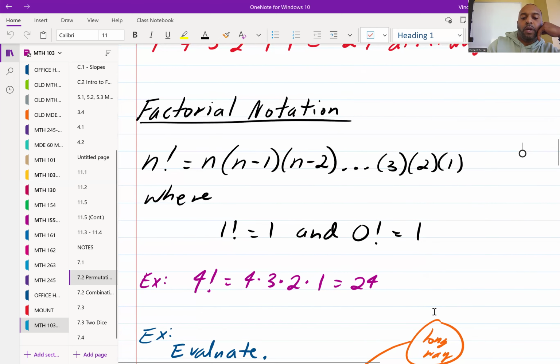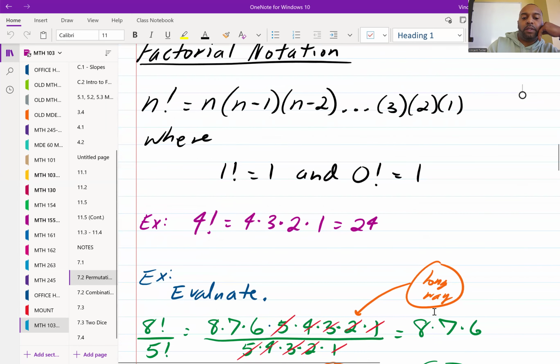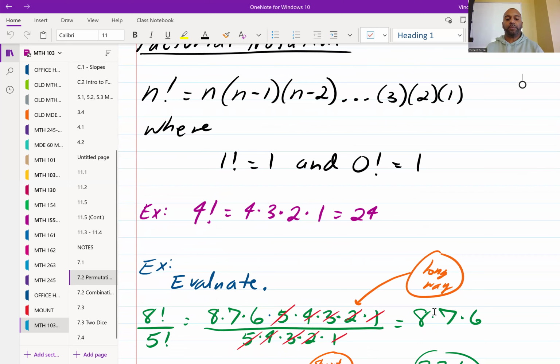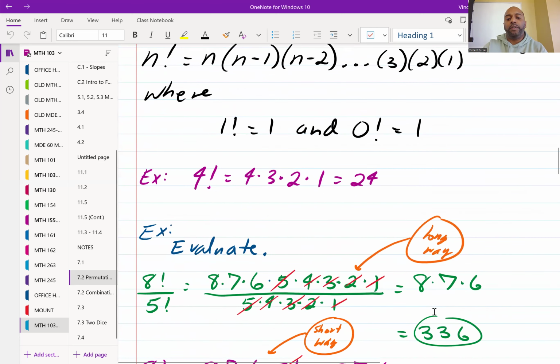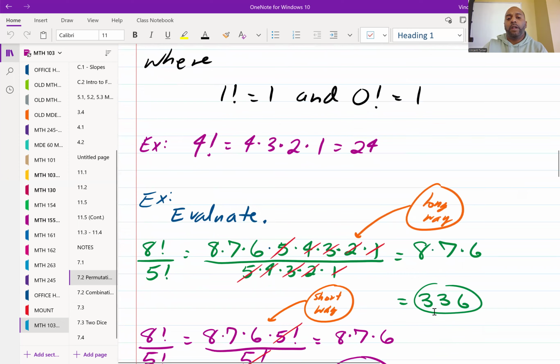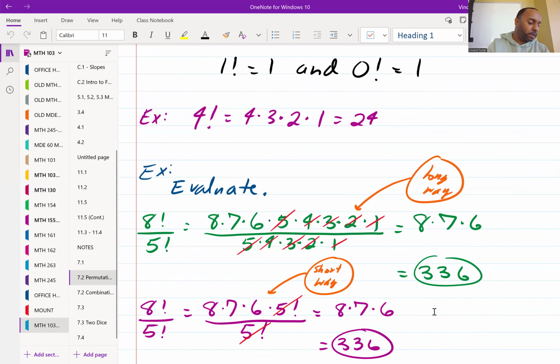All right. So let's look at how we would evaluate with these factorials. So we're going to look at the long way first, and then we'll look at a shorter way. Exploring the long way helps us with understanding and further appreciate doing it the shorter way. So we have 8 factorial over 5 factorial. The long way is to list out all of our numbers in order to be able to cancel out. So here, 8 factorial is 8, 7, 6, 5, 4, 3, 2, 1. And then down on the bottom, I have 5 factorial, which is 5, 4, 3, 2, 1.